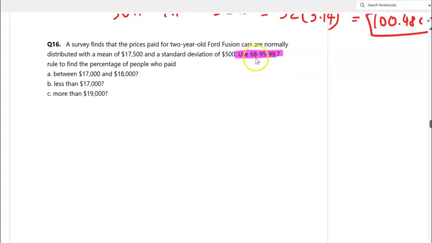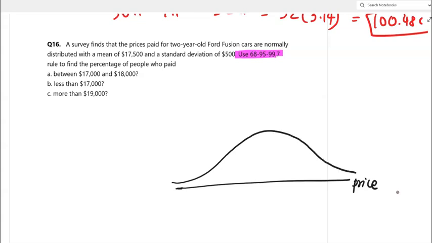This rule is based on the chart. I'm going to draw the chart here, how the chart looks. This question is answered on the chart. This is the price here, and this is the distribution of the price of the Ford Fusion. This is the mean price here. If you look at the question, the mean price is 17,500. I would write 17,500 as the mean price here.